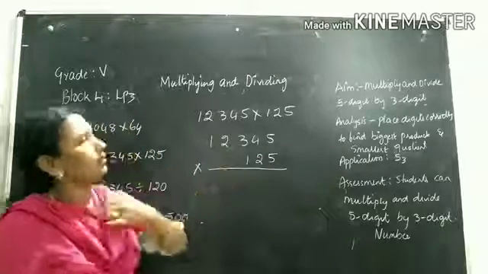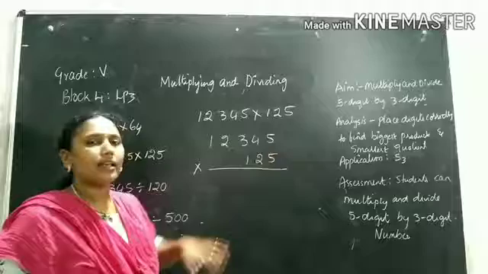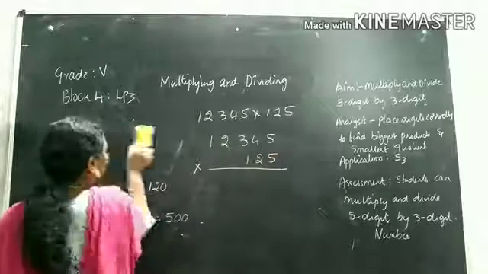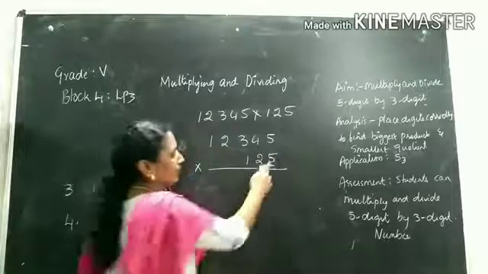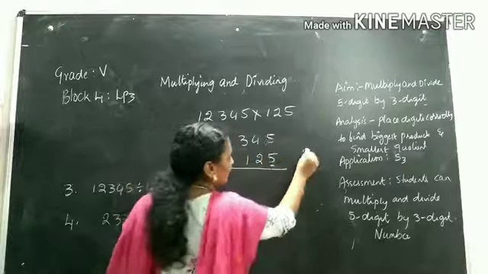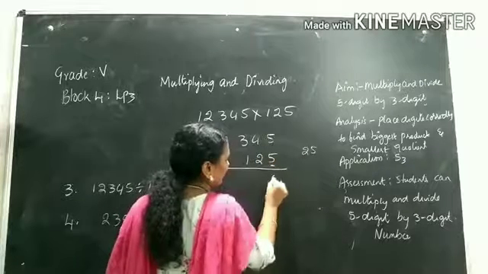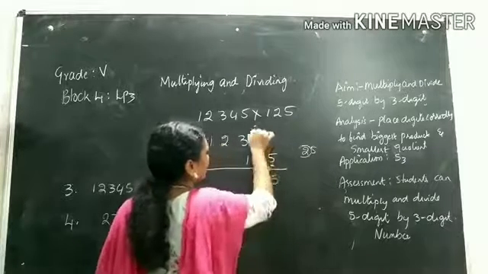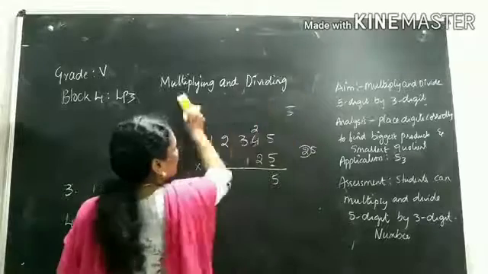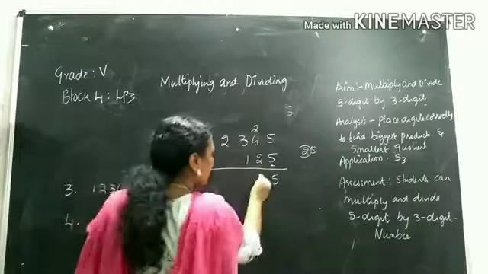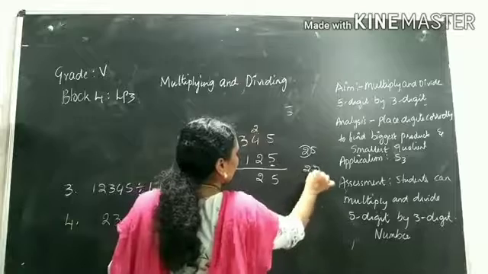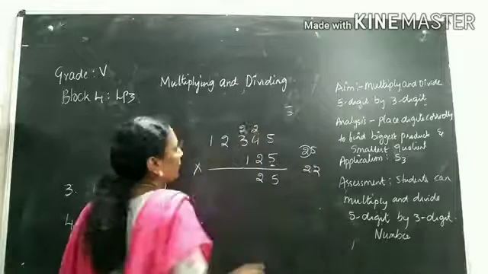Why? Because this is a 3-digit number only. Last, the hundreds place value. Now we will see. First multiply with the number 5. 5 5s are 25. 5 here and 2 is carried to the next number. Now see. 5 4s are 20. 20 plus 2, 22. 2 here and 2 carried.